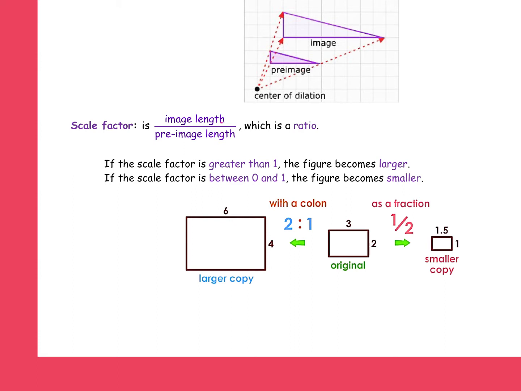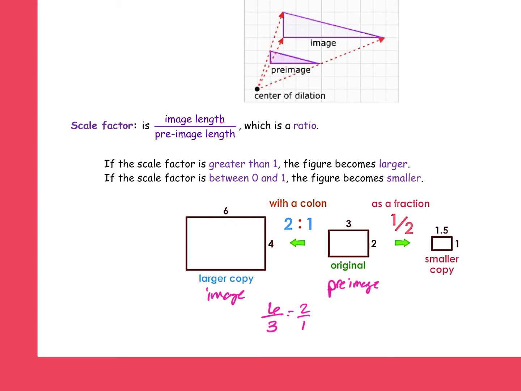Notice if this is my original, so this is my pre-image, I'm going to call it my original, it's going to be my pre-image, right? And this is my image. I can write it as my image is 6 and my pre-image is 3, right? So that becomes 2 over 1. Well, I can write it as a fraction.